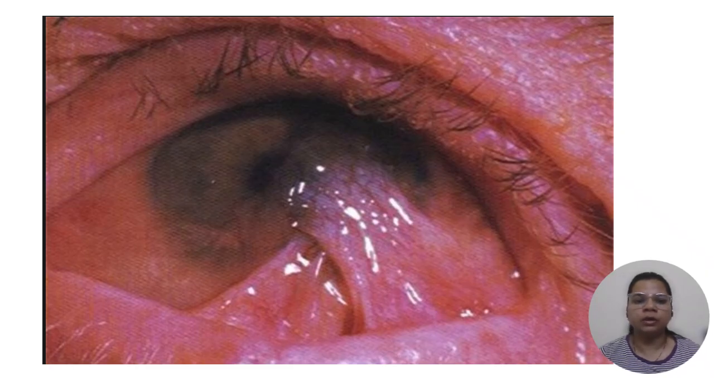So this is the figure which shows a pseudo-pterygium. First of all, it is post-chemical injury, and due to severe inflammation post-chemical injury, there is growth of the conjunctiva onto the cornea, but it is not a true pterygium.